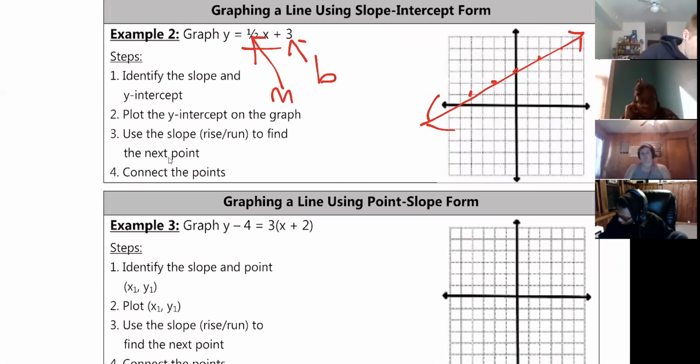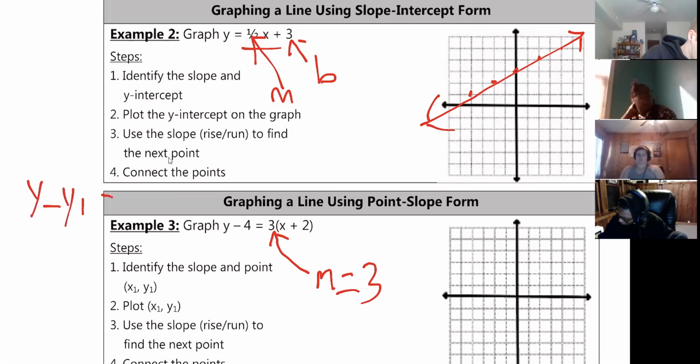So the first thing you can do is pull out your slope. So your slope is 3, because it's from that m. If you don't remember, it's y minus y1 equals your m times your x minus x1. Just be careful when you pull out your point.